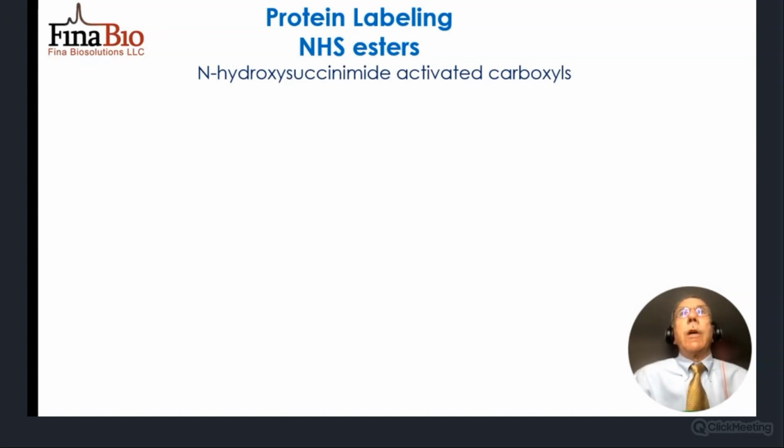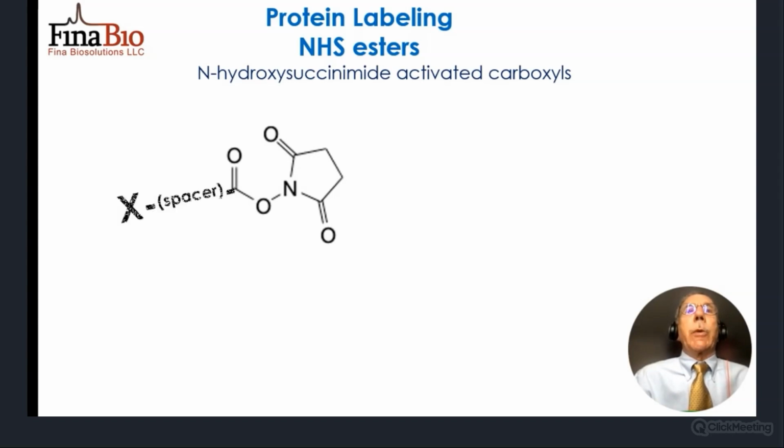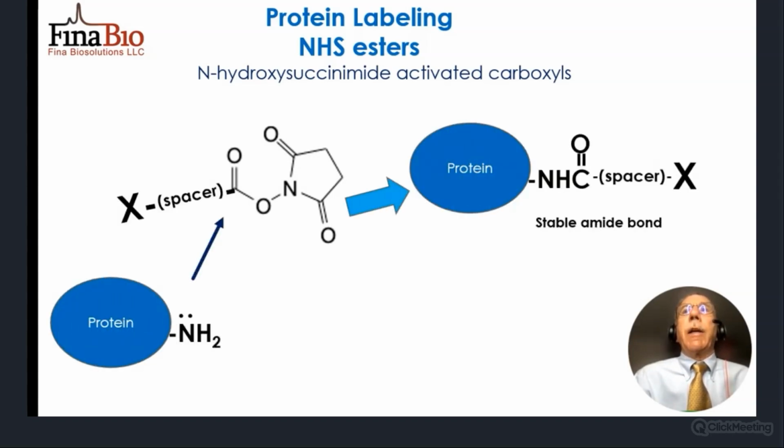Turning now to how we create maleimide proteins and how we label CRM197. We use NHS-activated carboxyls, or N-hydroxysuccinimide esters. These are reagents which will react with amino groups, allowing you to add a spacer to the lysine group.